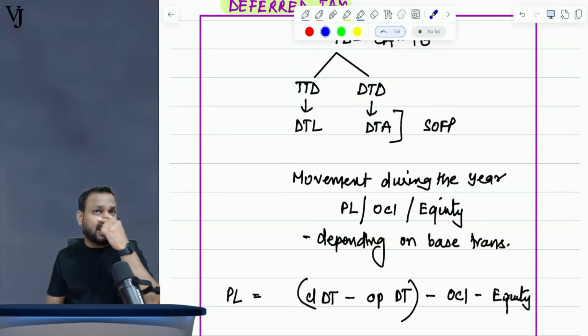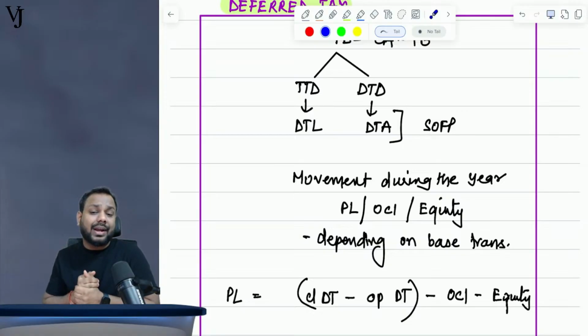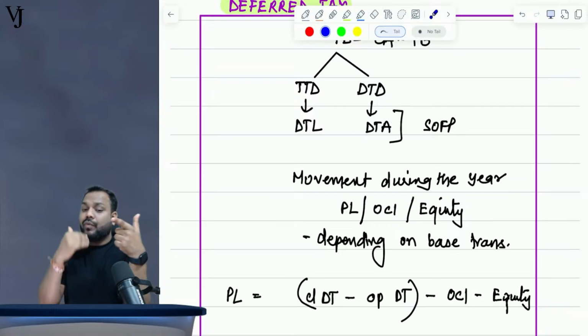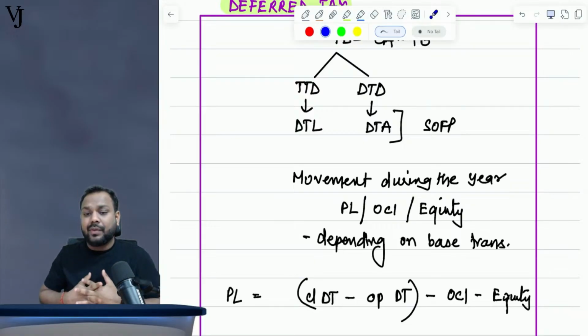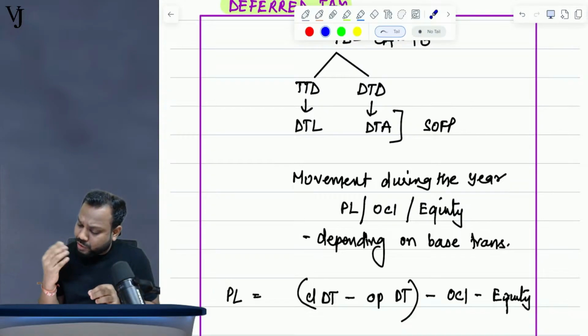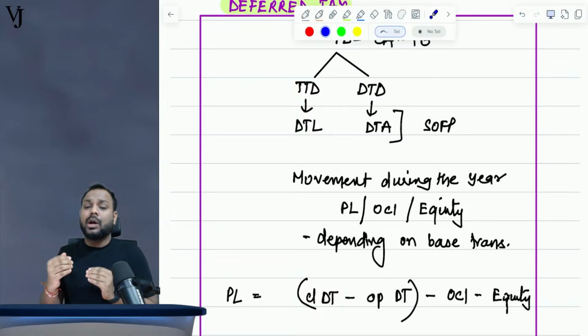Let's suppose the deferred tax is arising on account of revaluation of a non-current asset. So now tell me, where do we record revaluation of property, plant, equipment? In other comprehensive income. Hence the deferred tax impact will also go to other comprehensive income. Okay, now for deferred tax, the challenge that comes up is how much amount should go to SOFP, how much amount should go to P&L, and how much amount should go to OCI.